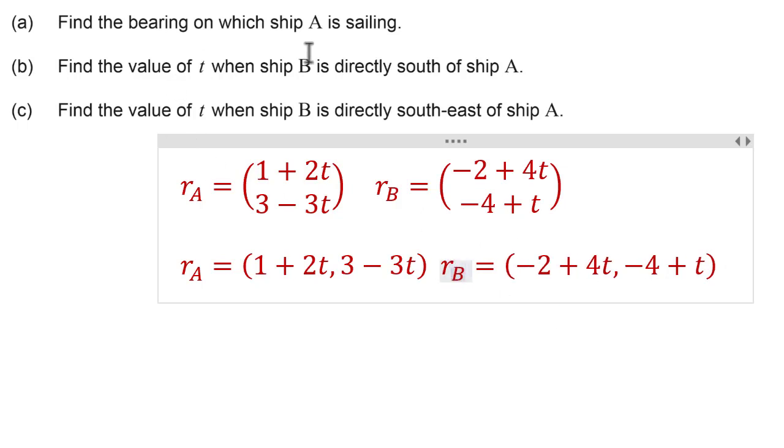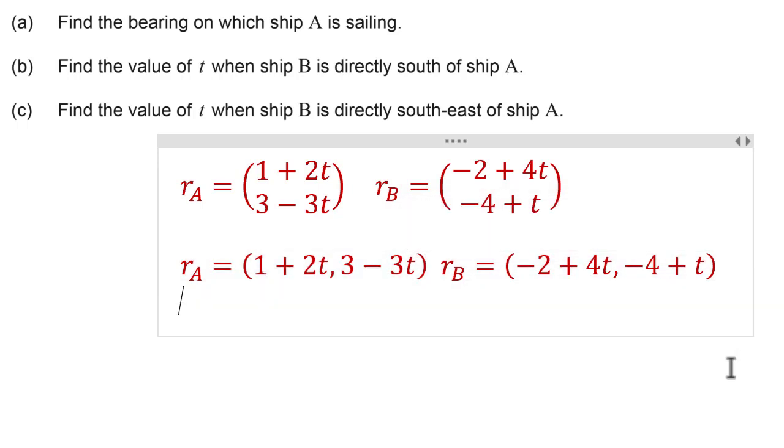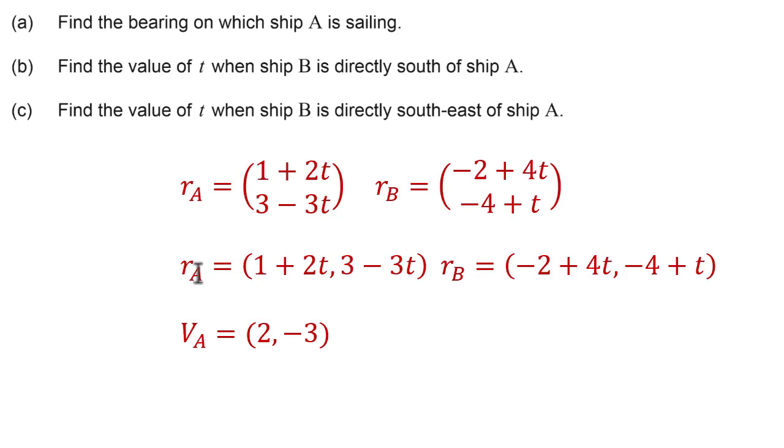So the first question says, what is the bearing that ship A is sailing on? So in what way is this coordinate moving? Well, what is the relationship between position and velocity? Can you tell me that? Well, you differentiate position if you want velocity. So I'm going to do that. So the velocity of this ship is just a differential of 1 plus 2t, 2, and the differential of 3 minus 3t, minus 3. That's the velocity.